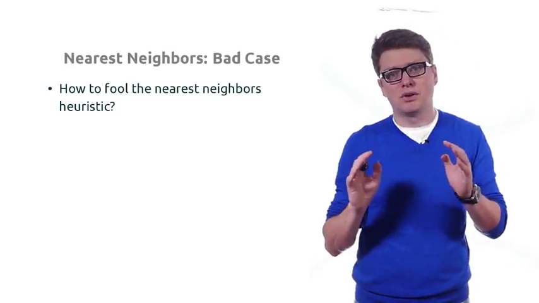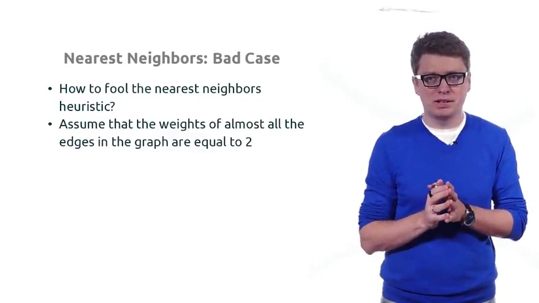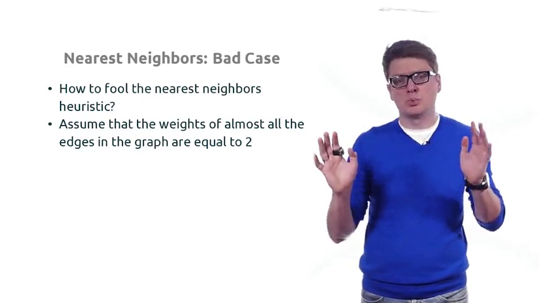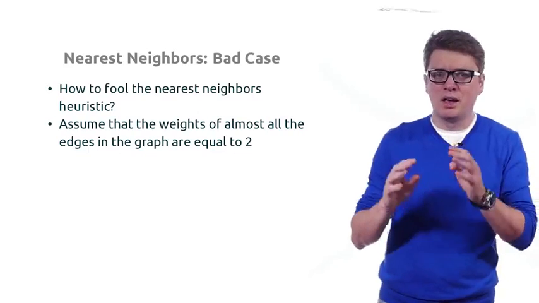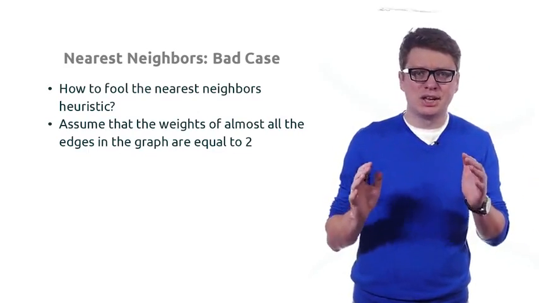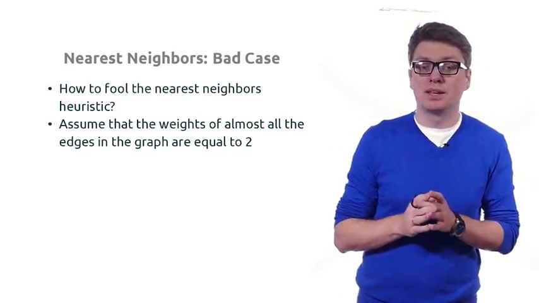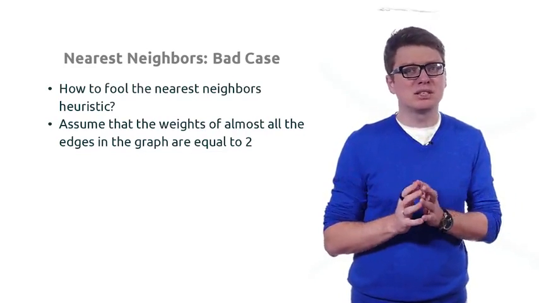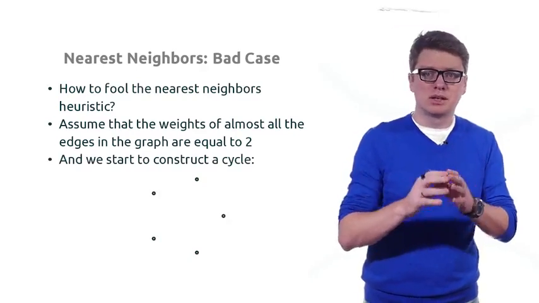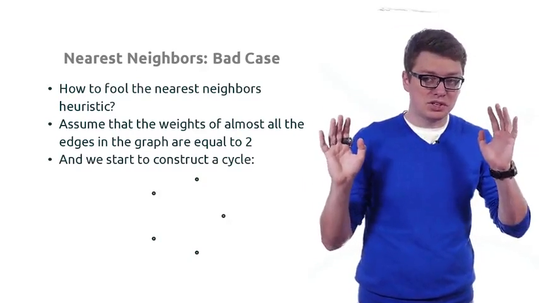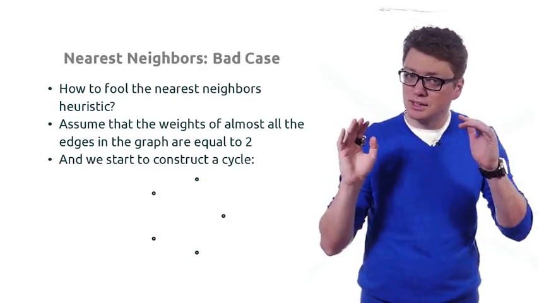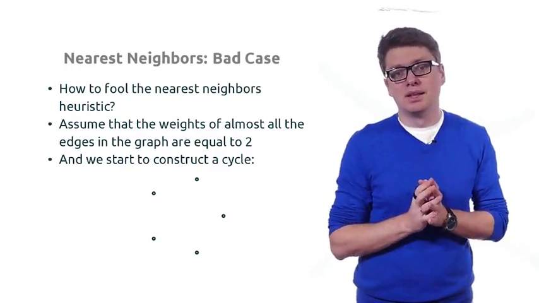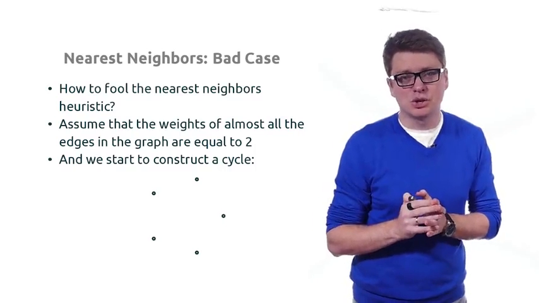So first of all, let's discuss how you would fool this heuristic for the case of general graphs. To produce such an example, assume that we were given a graph where almost every edge has weight 2. At the same time, there are some edges that have weight 1. So assume that there are just 5 edges, and again, almost all of the edges have weight 2. At the same time, there is an edge of weight 1.